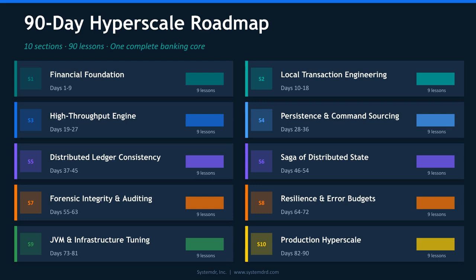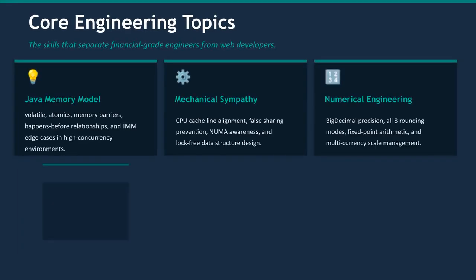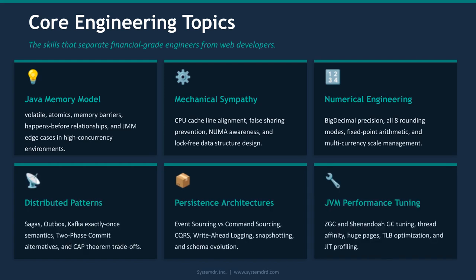Topics span from the financial foundation and local transaction engineering to a high-throughput engine and persistence, up to hyperscale production. Core engineering topics include the Java memory model, mechanical sympathy, and numerical engineering. You will also cover distributed patterns such as Sagas and Kafka, persistence architectures, and advanced JVM performance tuning for hyperscale.